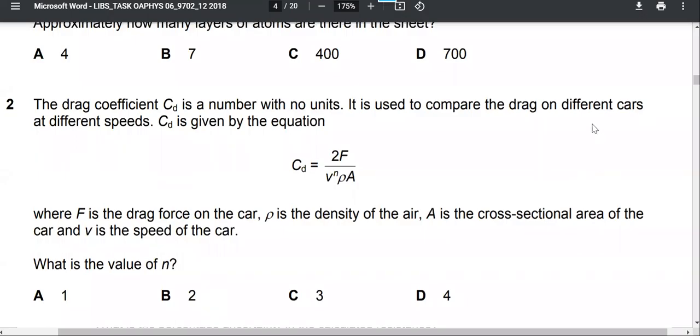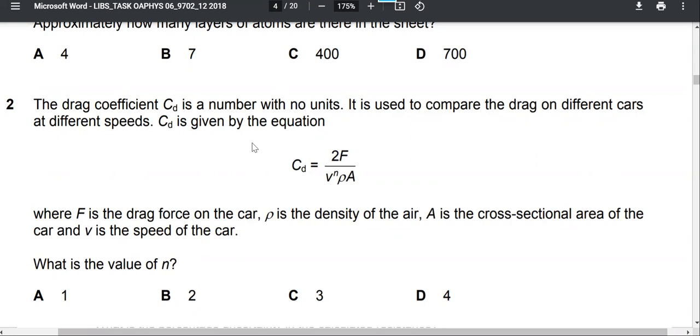All right, welcome to this practice calculation. We're looking at question number 2. This comes from the summer administration, so the May-June 2018 question paper 12, question number 2. If you wanted to queue up that paper and follow along.